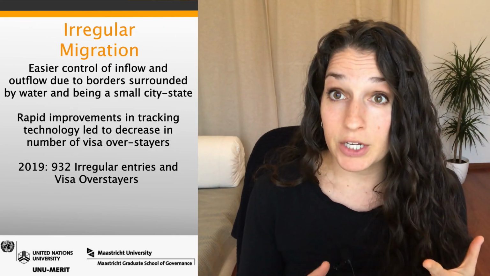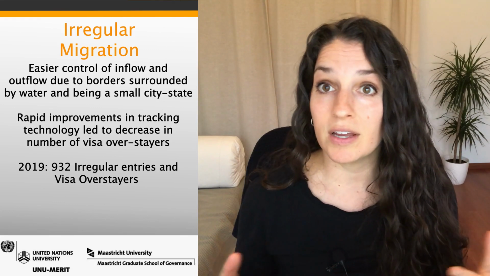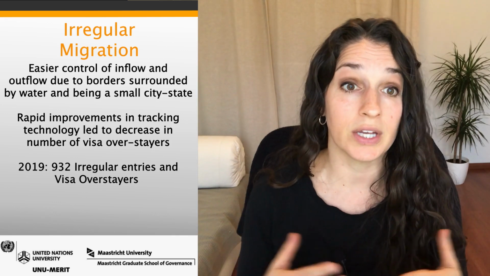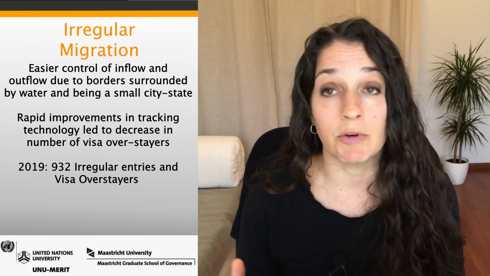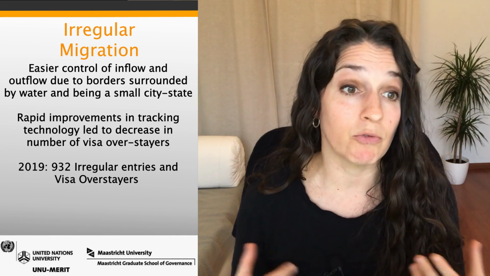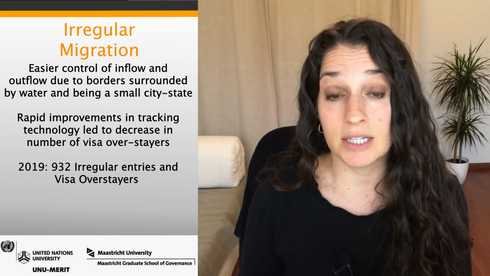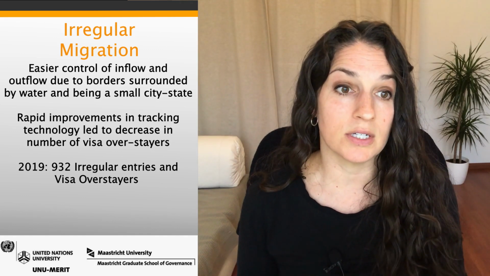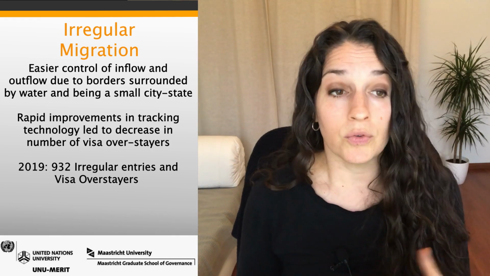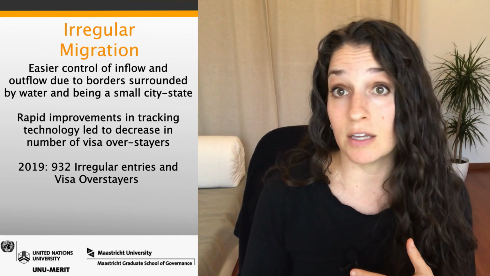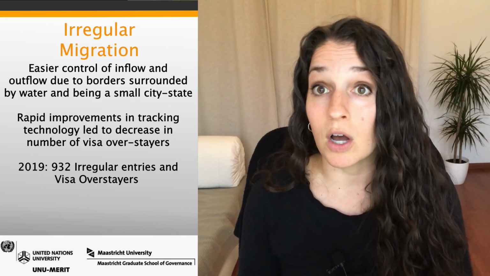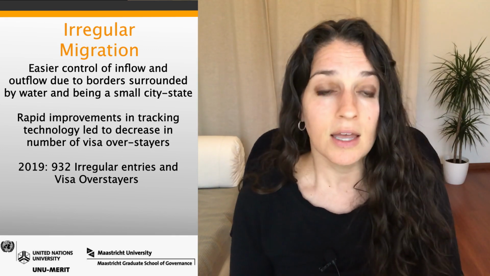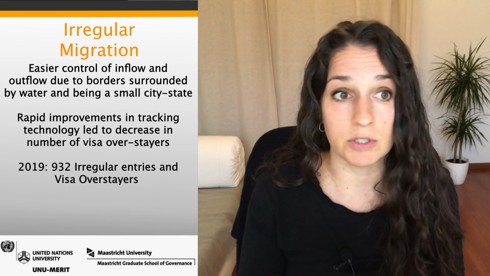If we look now at irregular migration, since Singapore is an island nation, it is easier to control irregular migration and to control the inflow and outflow due to the type of borders that Singapore has. There have been rapid improvements in tracking technology that led to a decrease in the number of visa overstayers. And in 2019, the government only found 932 irregular entries and visa overstayers in the country. So there was more of a crackdown on irregular migration, but it has become easier and easier to control with new technologies and the specific types of borders in the country.